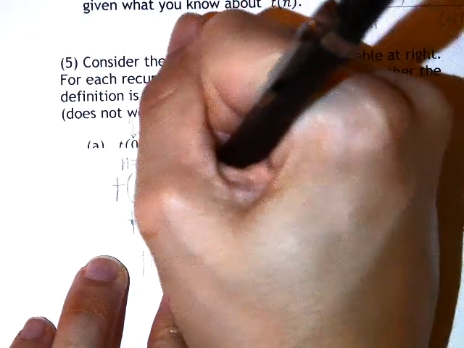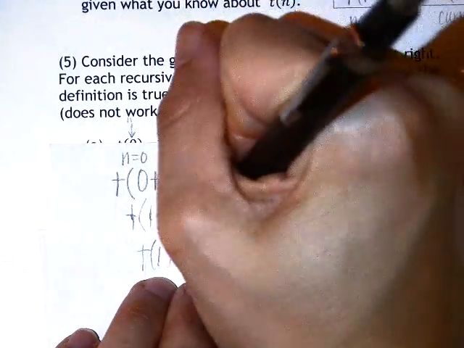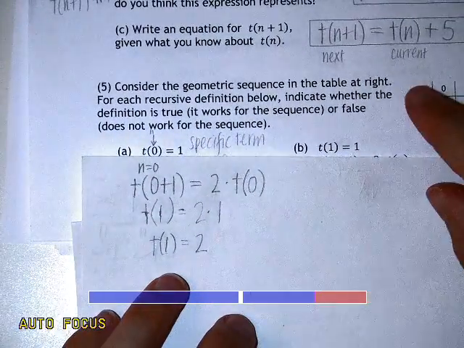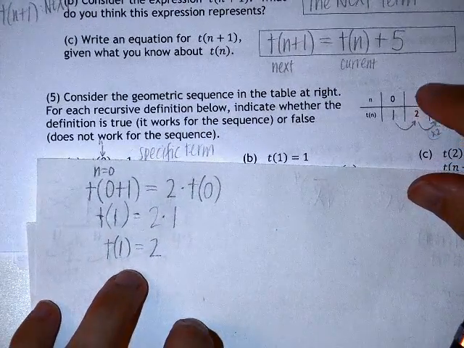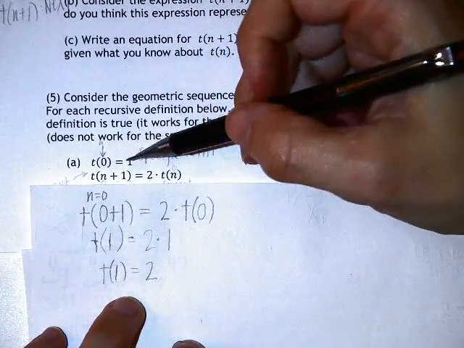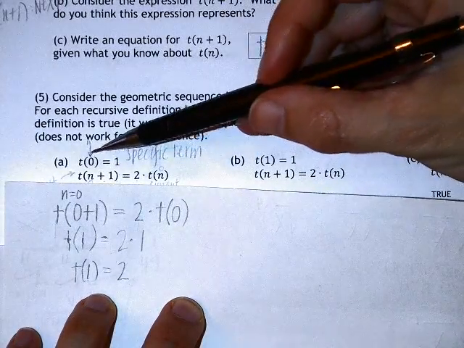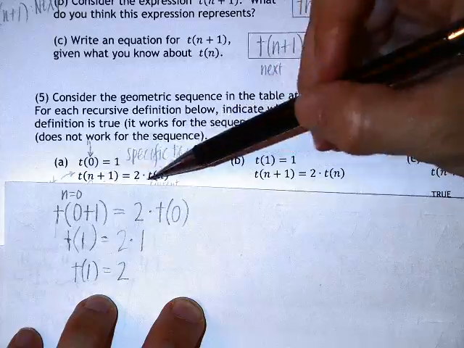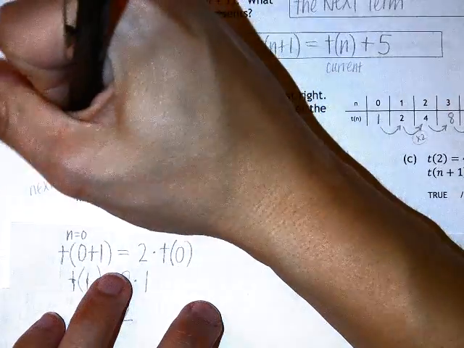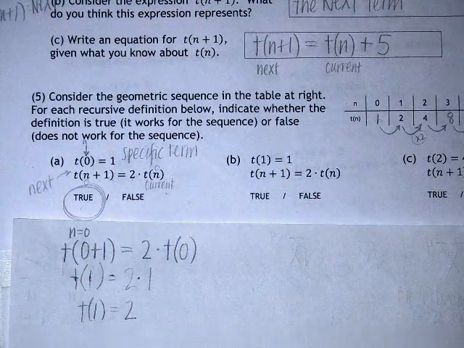So now what I'm writing is t of 1, because remember 0 plus 1, is equal to 2. And now I should check my table again. Is that true? T of 1 is equal to 2? Yeah, that is true. So it seems like the specific term they gave me checked out. And when I plugged that specific term into the equation in the second part, that also checked out. So it seems as though I have a true statement, because both of the parts that they gave me really did check out.